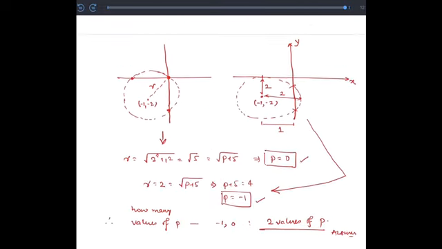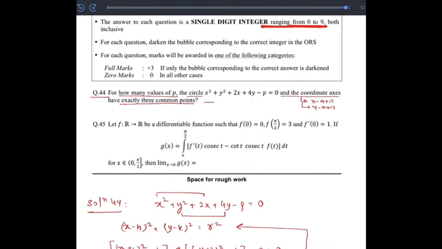For question number 44, the answer is 2.